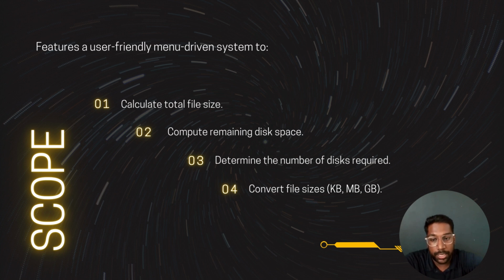And the third one I would like to explain is determining the number of disks required, which calculates the number of storage disks needed to store files when the size exceeds the capacity of a single disk. The user will input the total file size and the capacity of one disk. And the fourth one is convert file size, which converts the file size between kilobytes, megabytes, and gigabytes for standardization or reporting purposes.